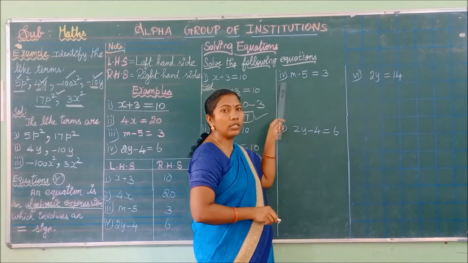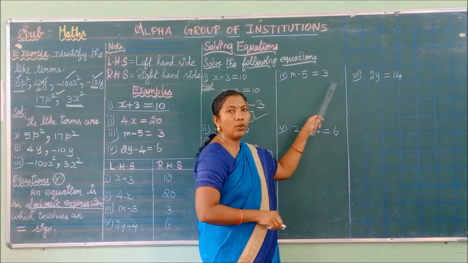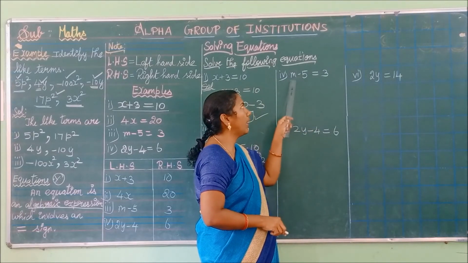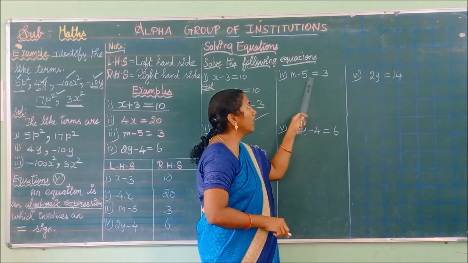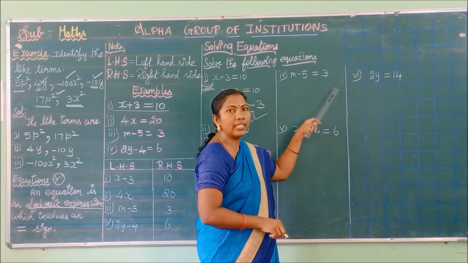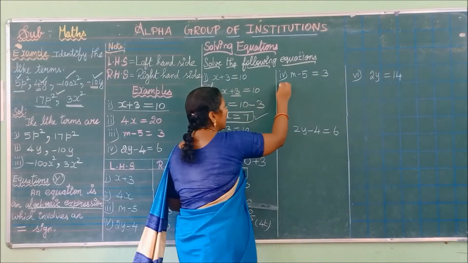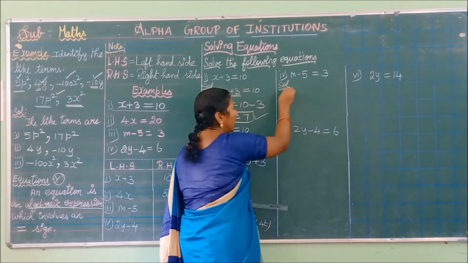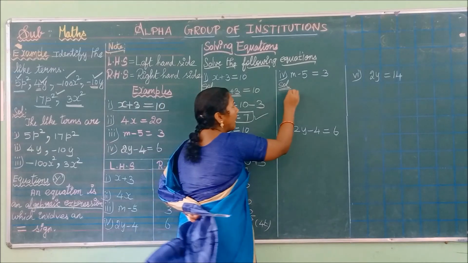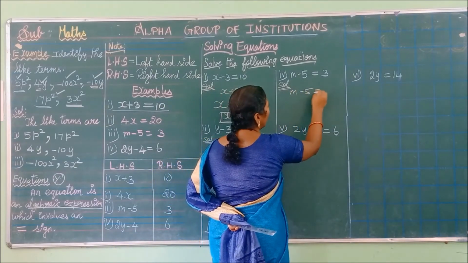Next see the fourth sum. m minus 5 equal to 3. So we have to find the value of m. If you subtract 5 from that number, you get the answer 3. I know you know the answer, but we have to write the steps for that answer. Okay. So m minus 5 equal to 3.